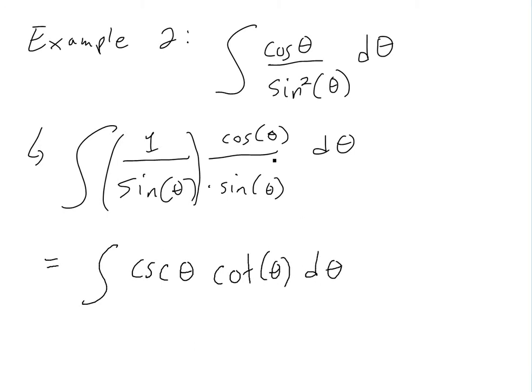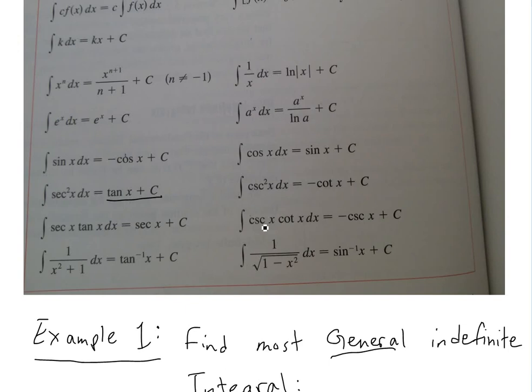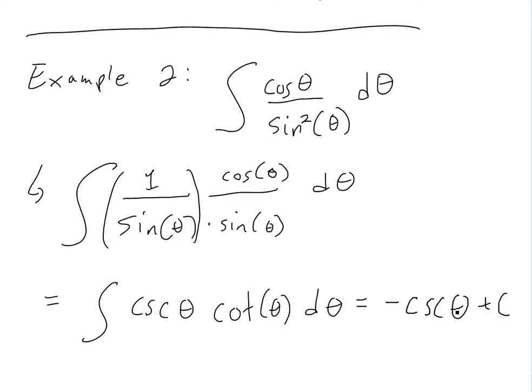Then if you scroll up to the table, we get this one right here. I should do a proof of this later in another video. So basically this integral, in the form that we got it, is just equal to negative cosecant x, and that's what I'm writing here. So the indefinite integral is going to be negative cosecant theta plus c. And remember, cosecant is just 1 over sine.